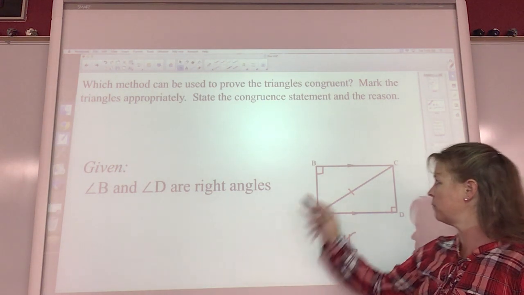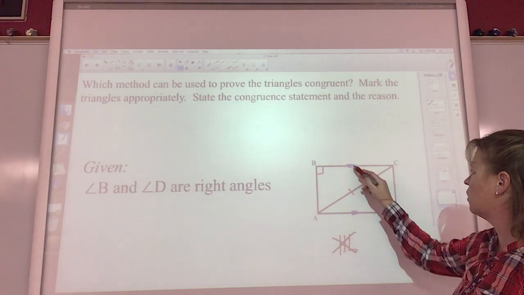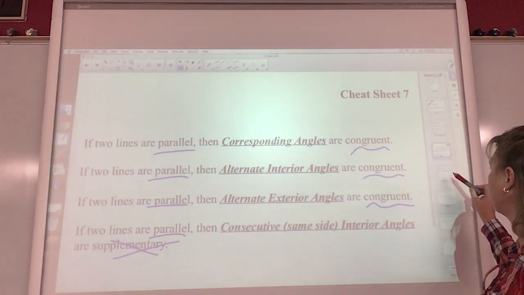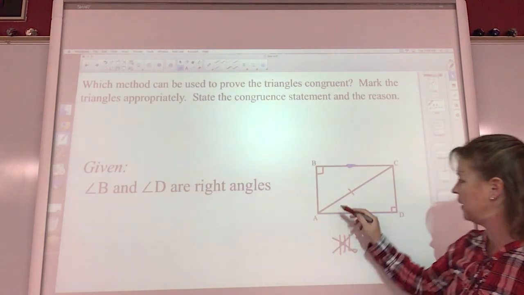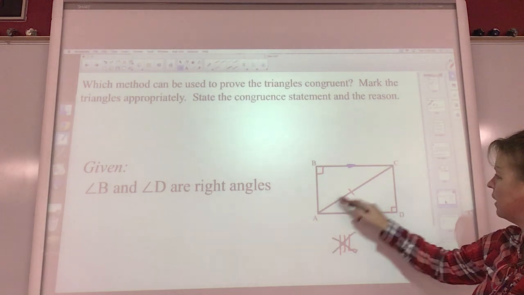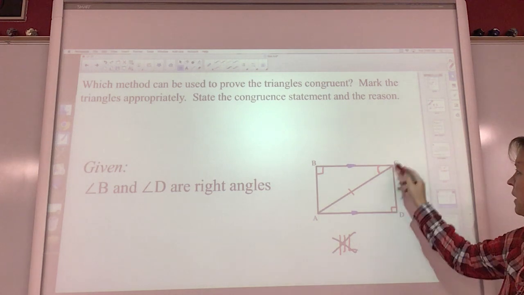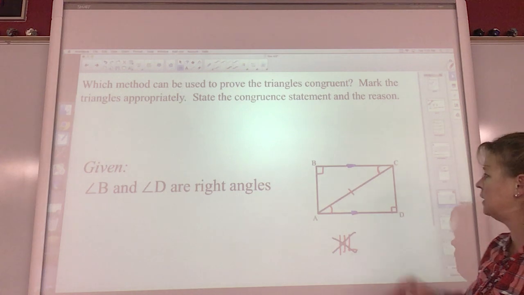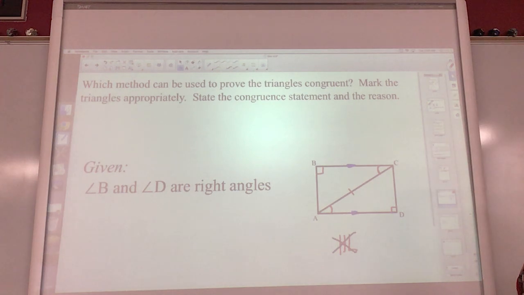Take a look. If you were given parallel lines, as soon as you see these parallel triangles, without a doubt, no question, you're going to jump to cheat sheet 7 and try to find corresponding, alternate interior or alternate exterior angles. And in this case, make sure that you mark the correct ones. They have to line up with the parallel line. We have that angle BCA congruent to angle CAD. So there is a pair of congruent angles by alternate interior angles.